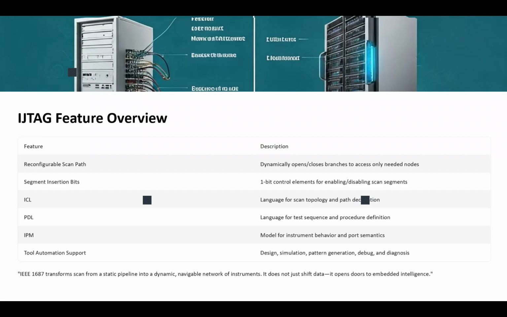Okay, so in the real world, these tools are used basically for design, simulation, test pattern generation, or failure analysis. And since IEEE 1687 basically provides a structured machine-readable format, all these stages can be automated.